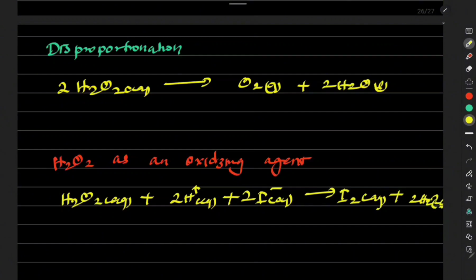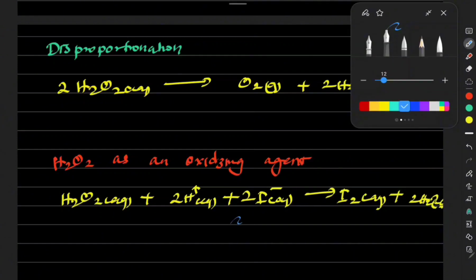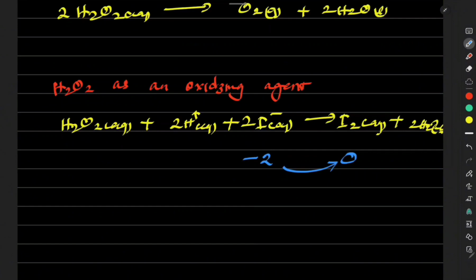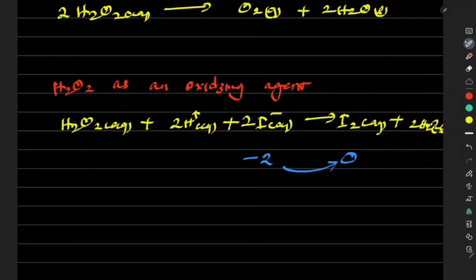Here, let's look at this reaction. The iodine goes from -1 to 0. This is an oxidation reaction. There is another reaction for hydrogen peroxide as oxidizing agent. Let's look at it.